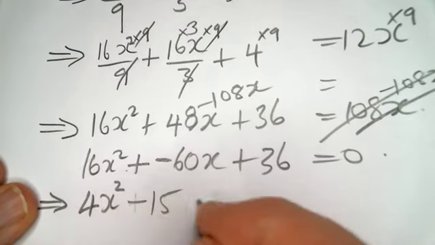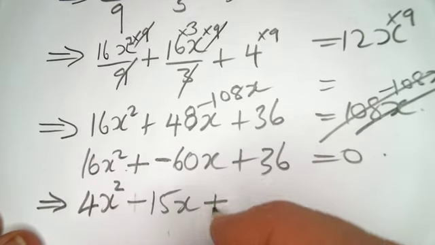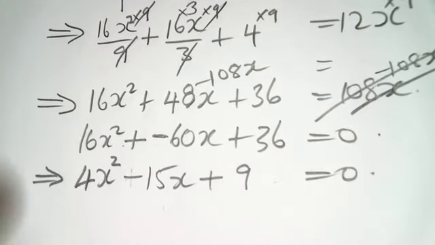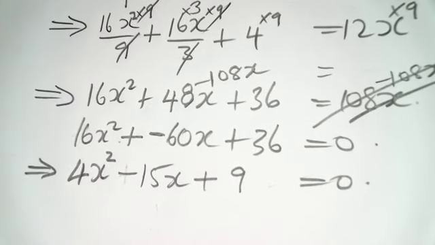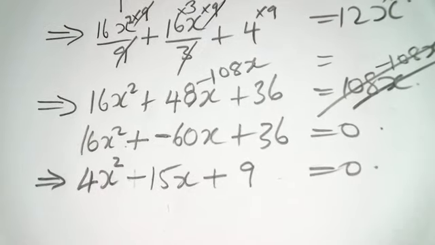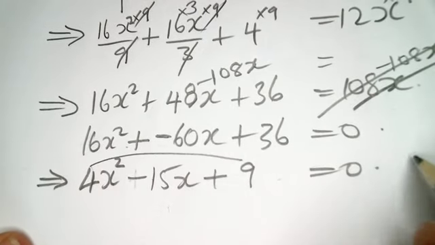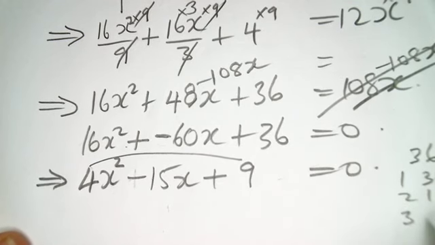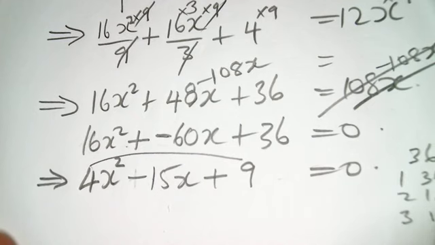Minus 15, because 60 divided by 4 is 15, and 36 divided by 4 is going to be 9, is equal to 0. Now we can go ahead and look at factorizing all of that. Well, let's see if we can. I think that works pretty well, actually, because 4 nines is going to be 36, 1 and 36, 2 and 18, 3 and 12.